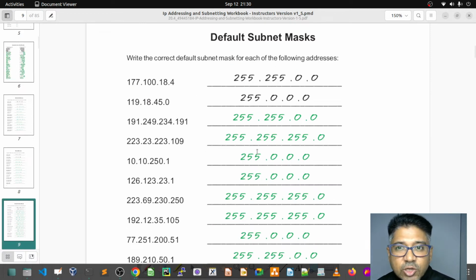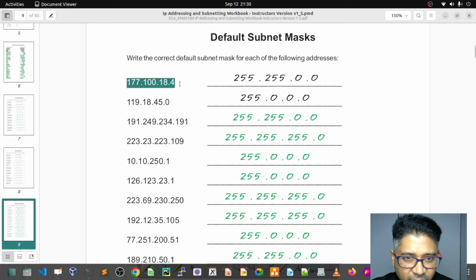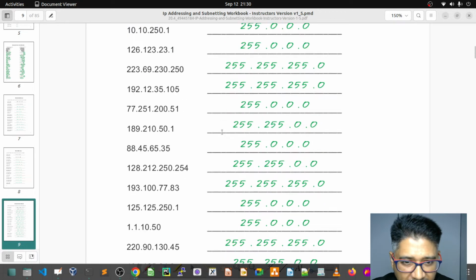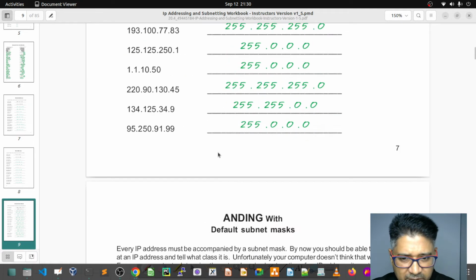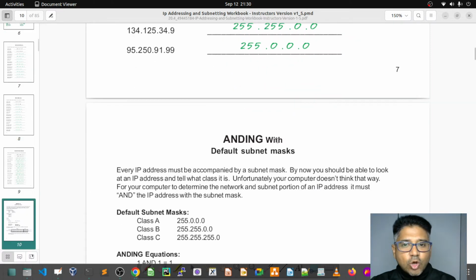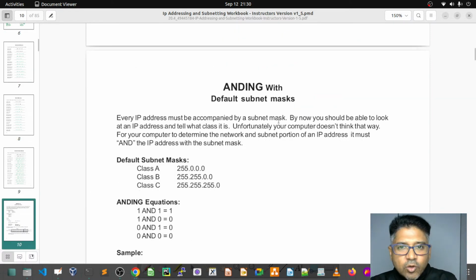Now next, default subnet mask. Looking at this IP, you have to identify which class it belongs to. We know this belongs to class B. So my subnet mask will be accordingly. This is what you have to do. These are easy, we know. I hope you understand that.